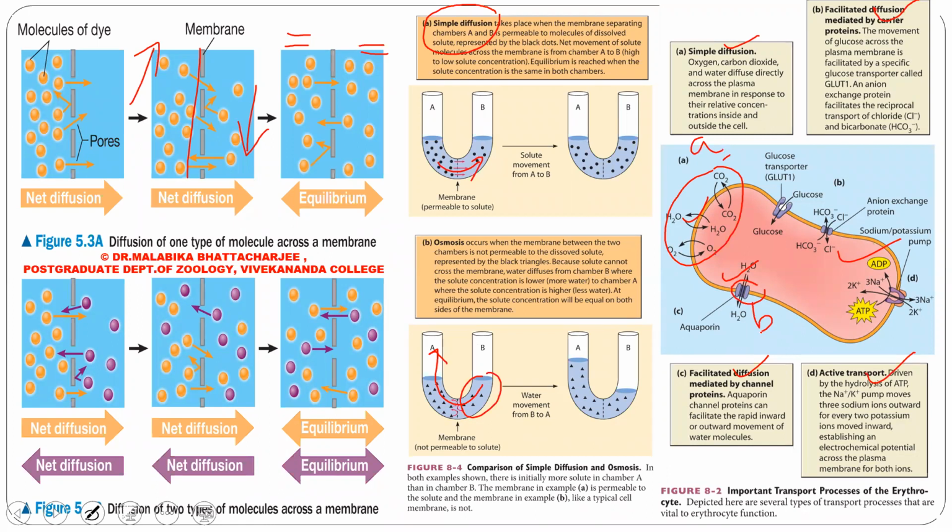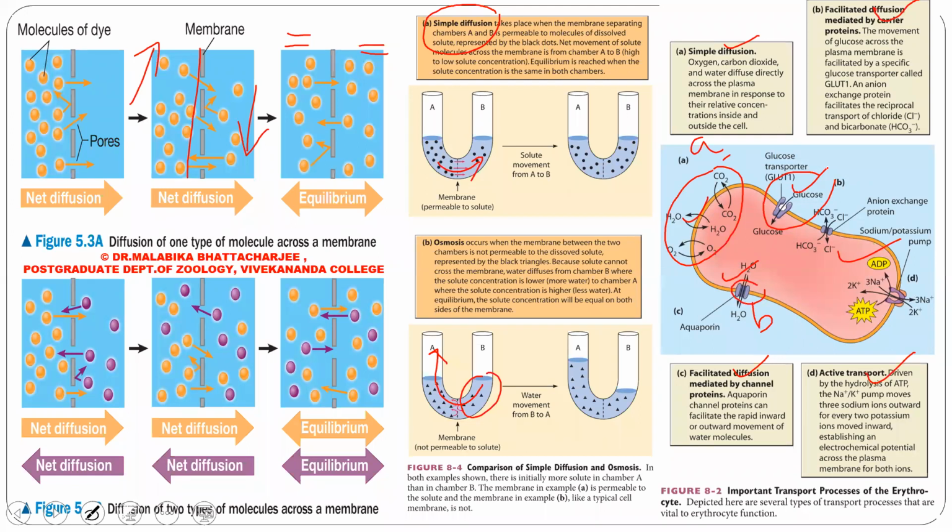Now let's look into another case of facilitated diffusion, that is the movement of glucose across the plasma membrane. You can see that the glucose is moving across the plasma membrane with the help of a transporter known as GLUT1. As this is a part of diffusion, you can well understand that glucose is moving from a higher concentration to a lower concentration. So this is GLUT1, the glucose transporter.